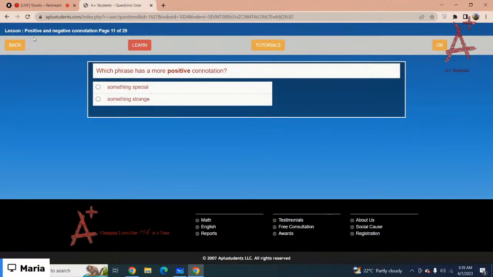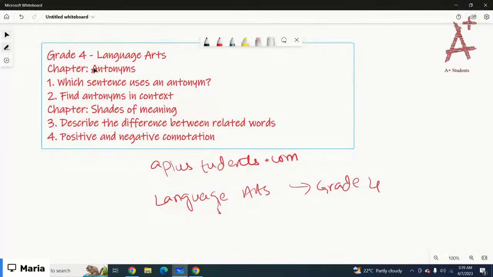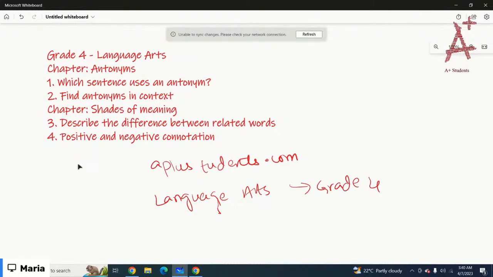So, we were working on grade 4 language arts. The chapter we worked on today, we started with antonyms. The lessons we have covered are sentence uses in antonyms and finding antonyms in context. Then we started the new chapter, shades of meaning. Lessons we have covered are describing the difference between related words and positive and negative connotations. Got it? So please make sure before the next session you complete all the test questions for the lessons we did today.